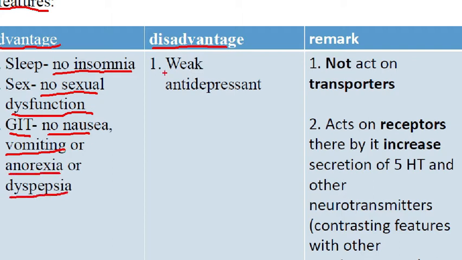This middle column shows mirtazapine is a weak antidepressant, that is, mirtazapine is a weaker antidepressant as compared to the other antidepressants. In contrast to other antidepressants, mirtazapine does not act on the transporters, albeit it acts on the receptors, and thereby it increases the level of serotonin and other monoamine neurotransmitters.